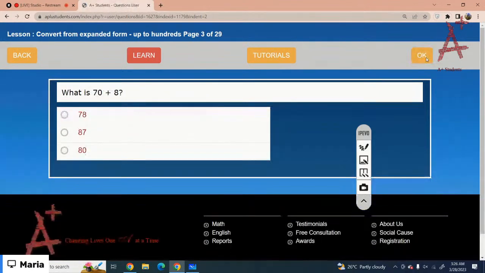Okay, what is 70 plus 8? Which is the correct option? That means 8 must be the digit that is at the ones position, and 7 must be the digit that is at the tens position. Got it? Okay, just listen to me carefully.